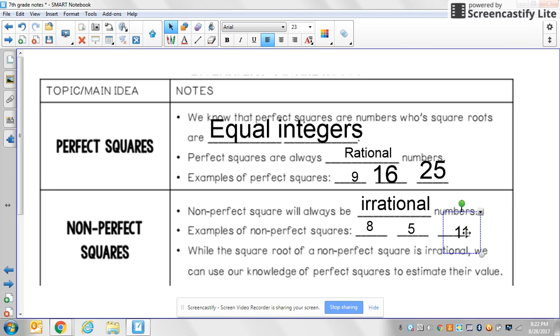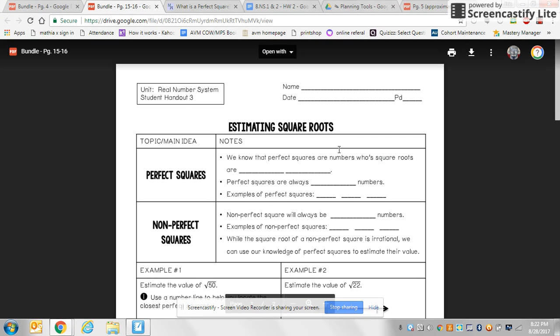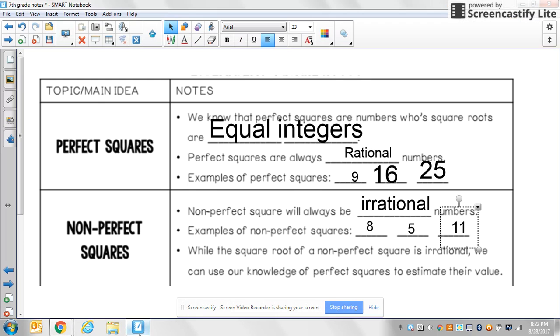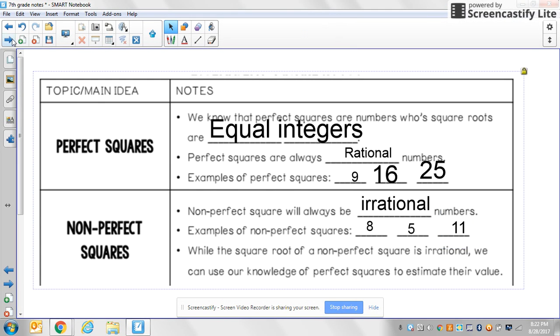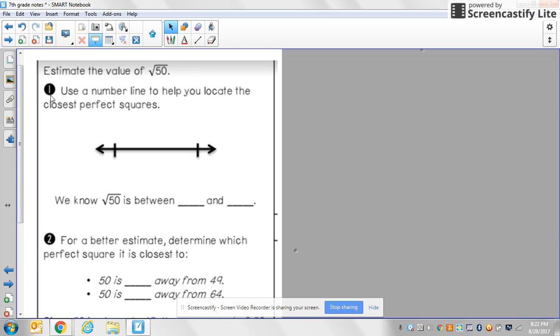Okay. So as I said, our focus today for today's lesson is being able to estimate square roots, being able to take a guess as to where a square root will be. And like I said, feel free to pause at any moment if you guys need to. But the first thing we're going to do is we're going to go ahead and estimate about what the square root of 50 is, okay?